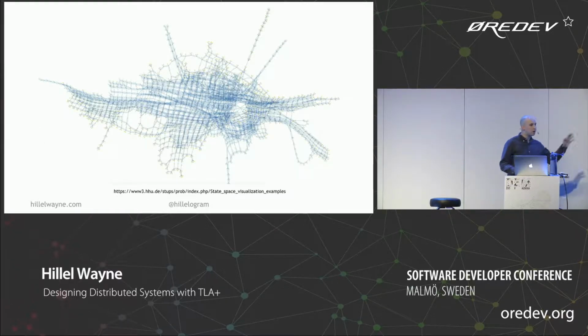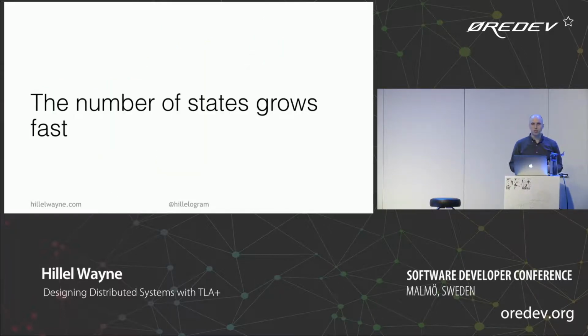This represents a very simple alternating bit protocol. Each of those dots is a state. Each of those clusters of dots is about 100 states. This leads to one of the most fundamental challenges with any sort of concurrent system. The number of states grows fast. But it's not just the states. We also have to worry about the behaviors.